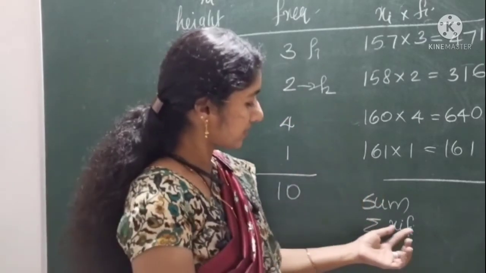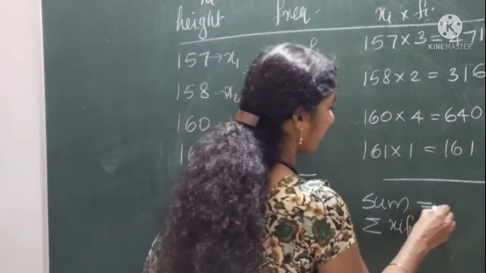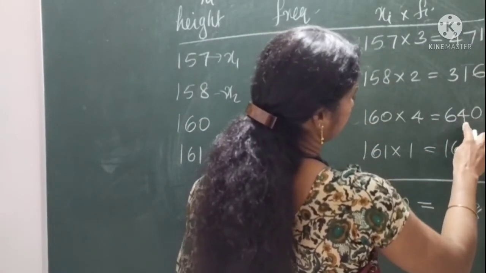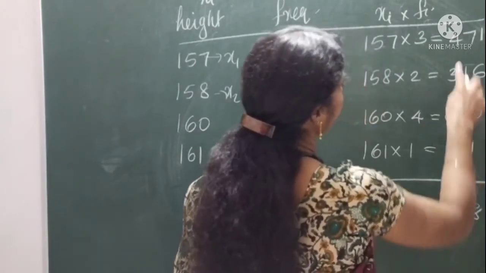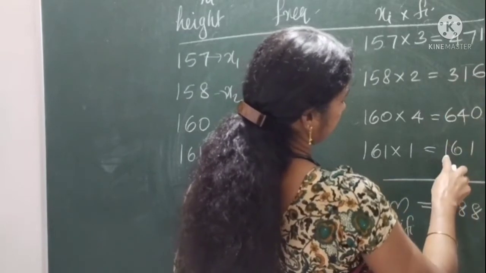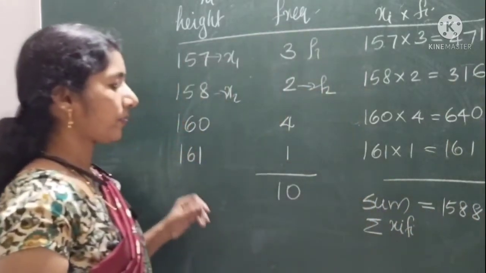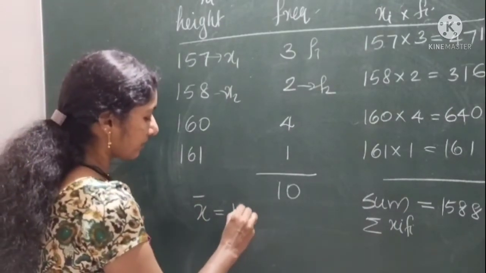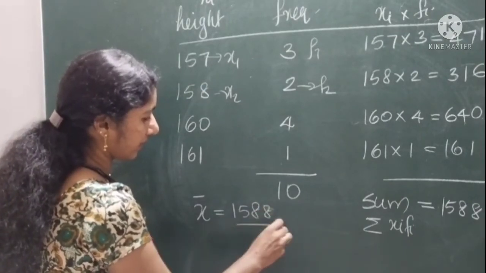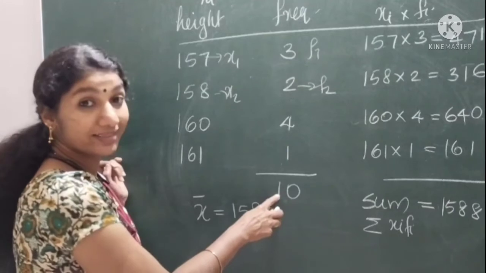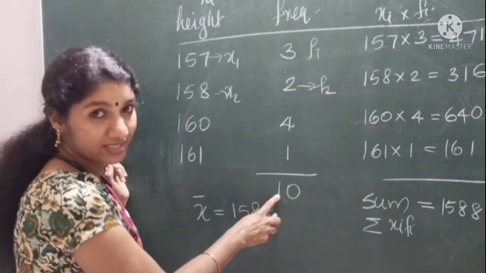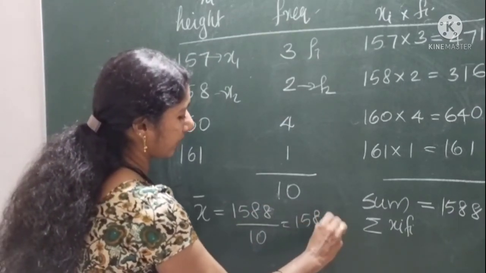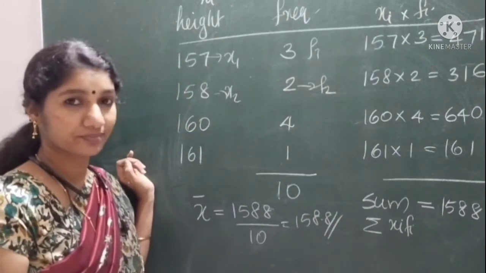Okay. So to get the sum means sigma xi into fi. It's equal to, we are adding this, 1588. Okay, so to get the mean, x bar, x bar is equal to the sum of all observations divided by the number of observations. See what we did to get this number of observations? We added all these fi's, the sum of all frequencies. So it is 10. We are getting 158.8 is the mean height.